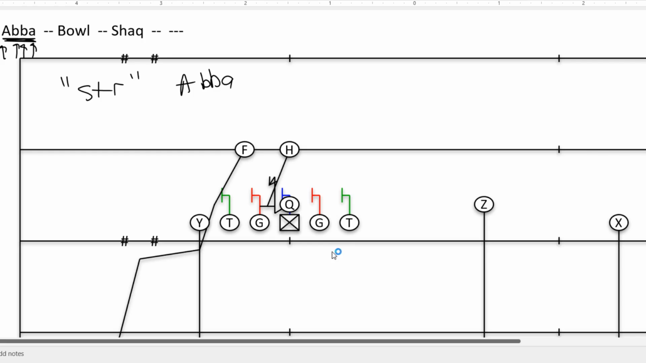If we were in strong, this is how we would be lined up. Now, though, it's strong ABBA, which means we're going to fill all the A and B gaps. So everybody slides in. The panther slides into the B gap. The nose stays put because he's already in the A gap, but the tackle slides into the A gap, and the anchor slides into the B gap. Okay, that's strong ABBA.